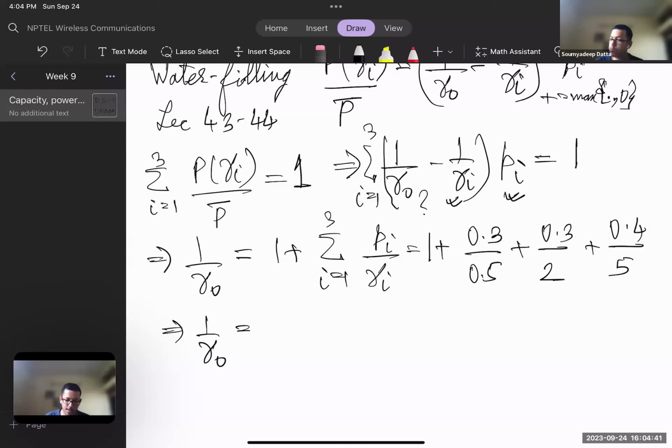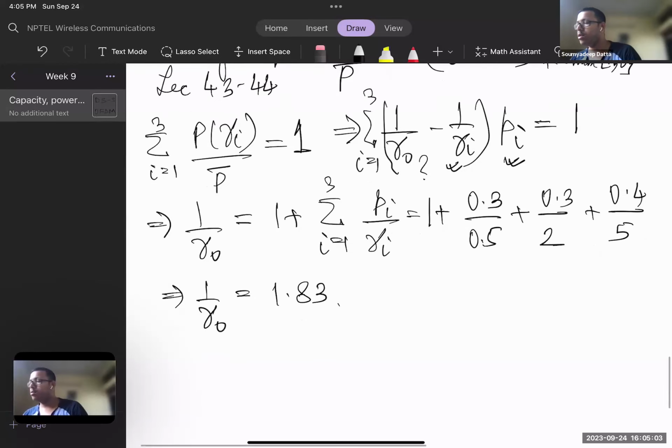I need this calculation particularly because I just need to check if some property holds. So this comes out to be 1.83, right?